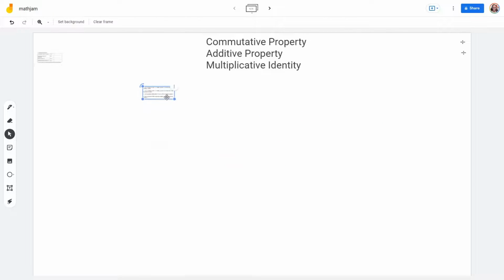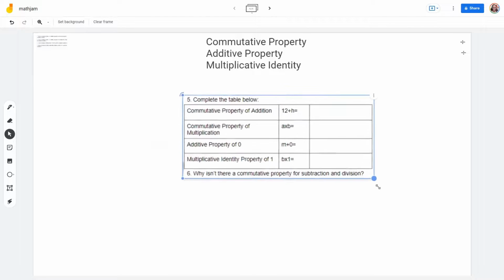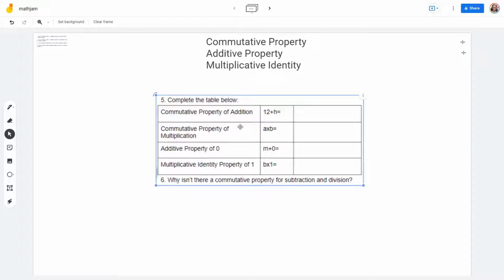All right, so let's take a look at the rest of our questions. And so here we have a table to complete. So here we're going to complete the table for the commutative property of addition, the commutative property of multiplication, the additive property of 0, and the multiplicative identity of 1. Okay, so let's take a look first at the commutative property of addition.